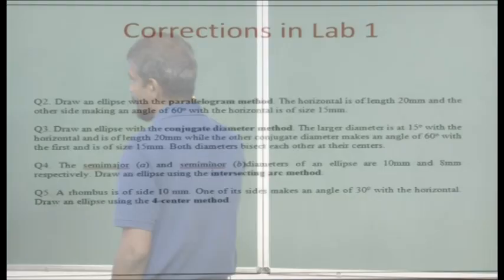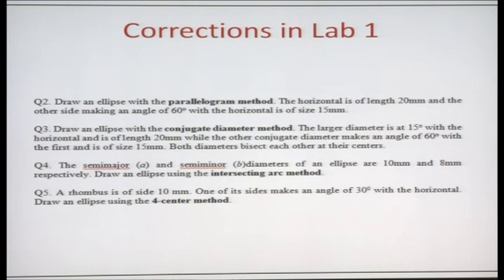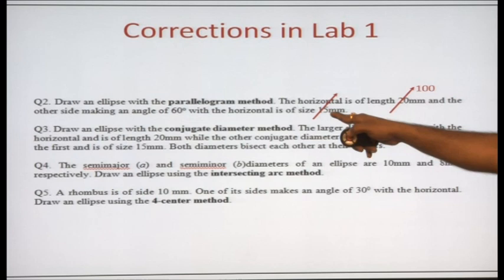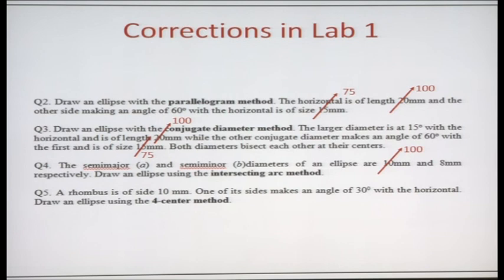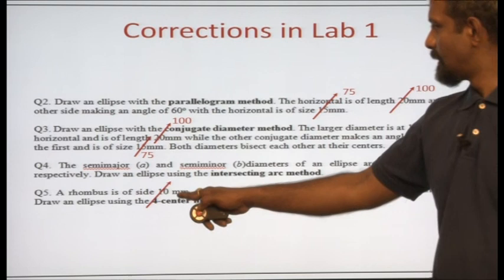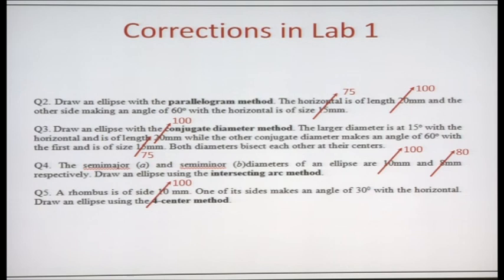So first, a few corrections in lab 1. I realized that these dimensions are a lot smaller for you to work with, so you might want to consider these dimensions. Replace 20 mm by 100 mm over here, 15 mm by 75 mm here, over there 20 mm by 100, 15 mm by 75, here 100, so 10 by 100 and 8 by 80. Just scale it up, and over there, 10 mm by 100 mm. Okay, so these corrections should help you draw these ellipses better.